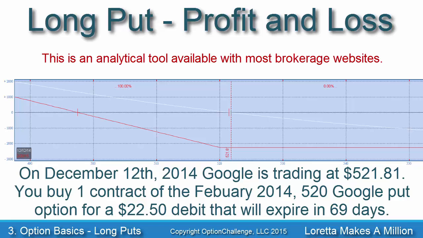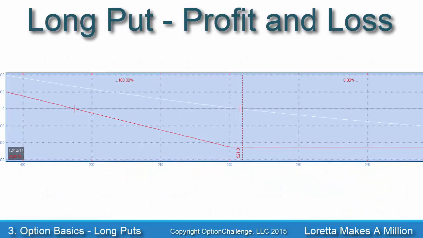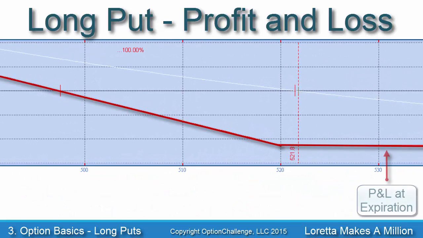Now let's take a look at a profit and loss chart for a long put. On December 12, 2014, Google is trading at $521.81. You buy one contract of the February 2014 520 Google put option for a $22.50 debit that will expire in 69 days. The red line is the profit and loss graph of a long put at expiration. For now, we are going to focus on the red line and ignore the white line.